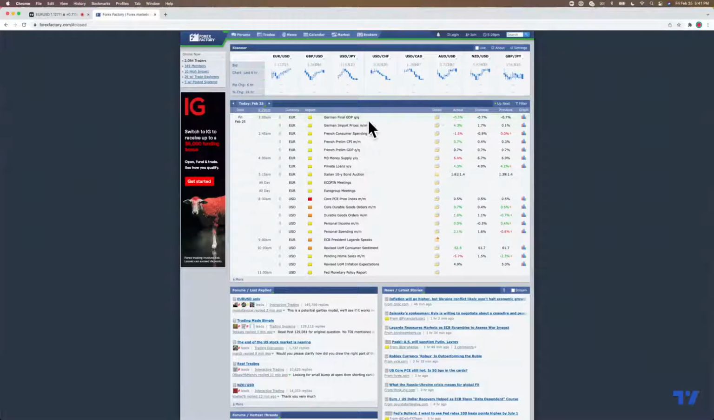Looking at this, this is the detail. This is what you really want to look into. So first thing first, this is the actual majority time. This is still empty until the time actually hits, then forecast and then previous. That's pretty self-explanatory. So let's say I click on Germany.